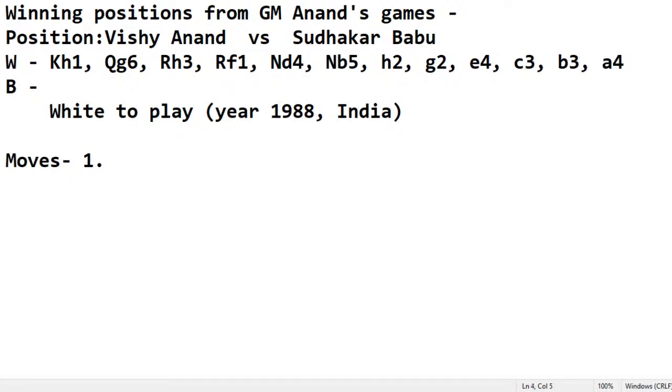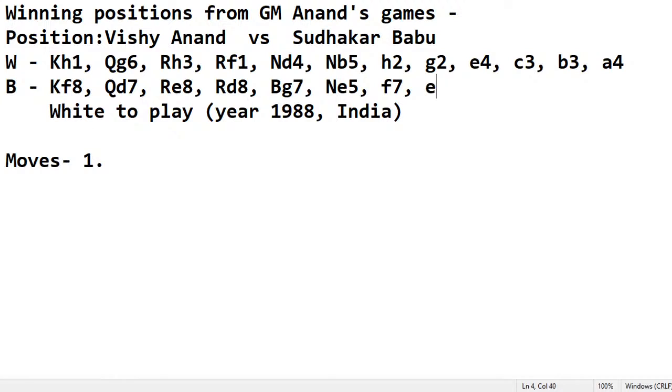For black, that is Sudhakar Babu's position. King f8. Queen d7. Rooks on e8 and d8. There is a minor piece, this bishop on g7, and there is a knight on e5. Pawns: there's a5, right? There's f7. There's e7. There is d6. There is b7. And a5. So these are the placement of the pieces.